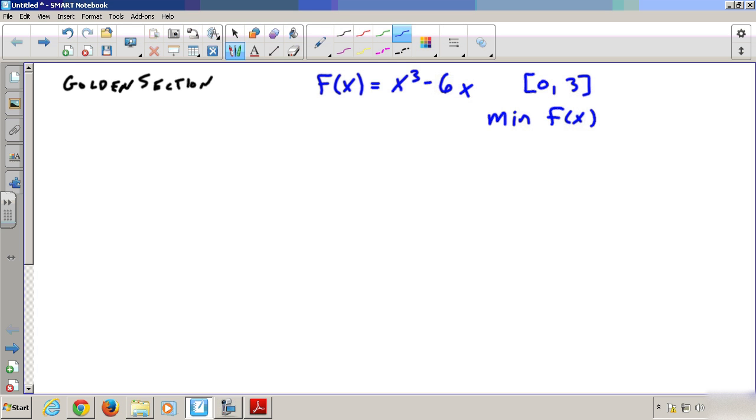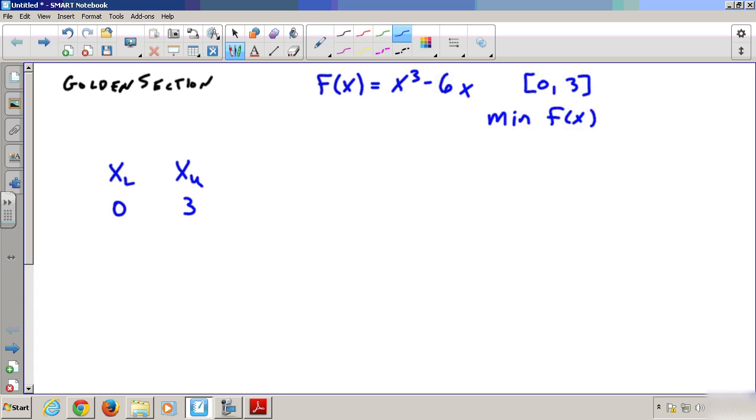Okay, and this one's not nasty. It's fine, no big deal, right? But if it were nasty, golden section would be nice because you don't have to do any derivatives or anything. It's simply a plug and chug type method. So we're searching in between 0 and 3. That defines our lower bound, which is going to be 0, and it also defines our upper bound, which is going to be 3. That's the first thing. We've got our lower bound and upper bound.